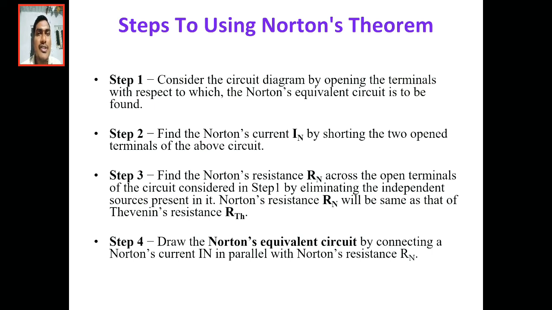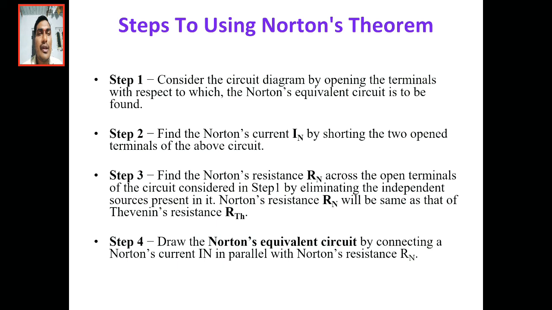The next step is to find Norton's resistance. It is similar to Thevenin's resistance, which we did earlier in Thevenin's theorem. Here also we have to inactivate the sources. If it is a voltage source, we short circuit it. If it is a current source, we open circuit it. So we remove or inactivate the sources and find the equivalent resistance. That equivalent resistance is called Norton's resistance or short circuit resistance, and Norton current is also called short circuit current. After that we draw the equivalent circuit.